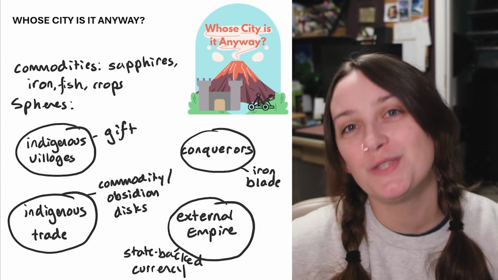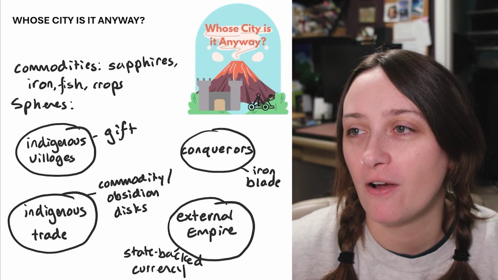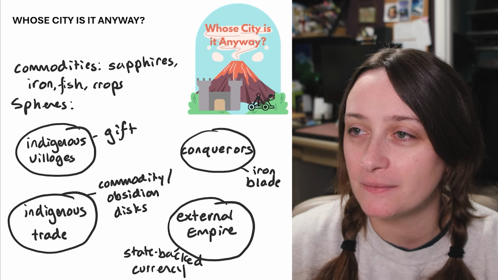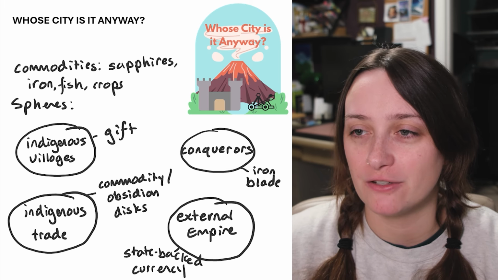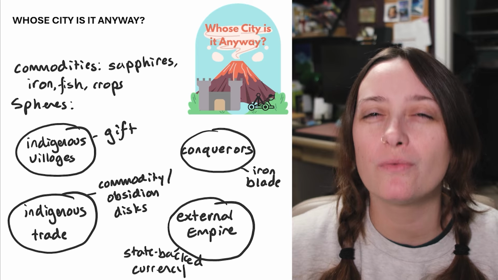All right, so then whose city is it anyway? With this one, we have sapphires, ironfish, and crops as commodities. And we sort of have more groups here, so I've been a little bit more vague. But we have our indigenous villages, which don't really exist anymore.